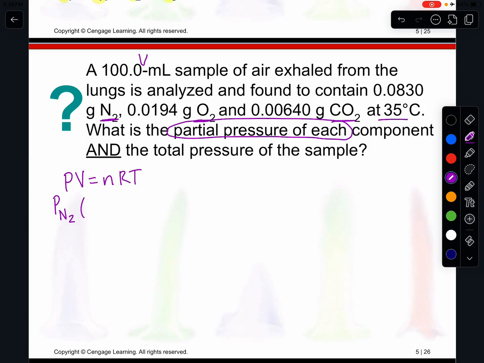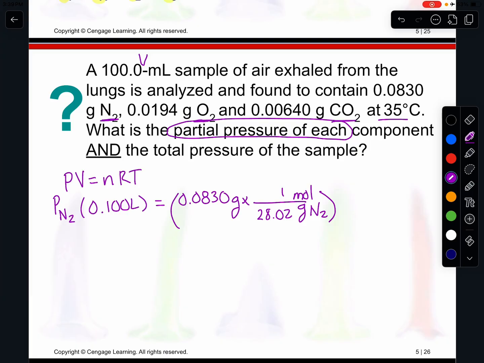Now my volume, remember volume for PV equals nRT has to be in liters. So I'm going to go ahead and make this 0.100 liters. I just quickly converted that. And then I cannot put grams into a PV equals nRT equation, so I'm going to convert. Now you can convert before or you can convert inside. Just to save some time, I'm going to do the math in the overall equation. So grams to moles of N2, and so 28.02.